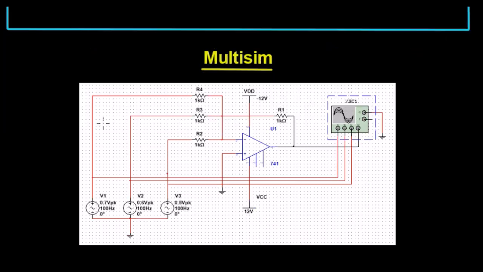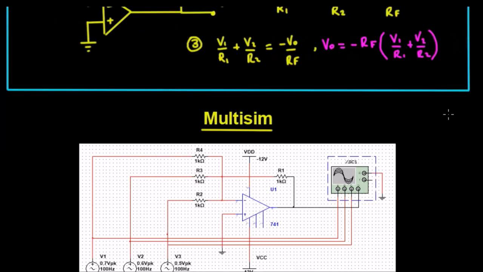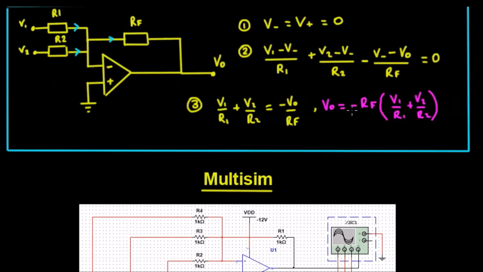Okay, so in Multisim I've built the same circuit up, but I've built it up using 3 inputs, and I've made the inputs just slightly different: 0.5 peak to peak, 0.6 peak to peak, and 0.7 peak value. Going through the resistors, all the resistors are the same, they're all 1k, and the RF is 1k as well. So it means that in this circuit all we're going to have is minus RF, which is 1000, divided by this R1 and R2 are the same, minus 1000, so you're just going to have minus V1 plus V2.